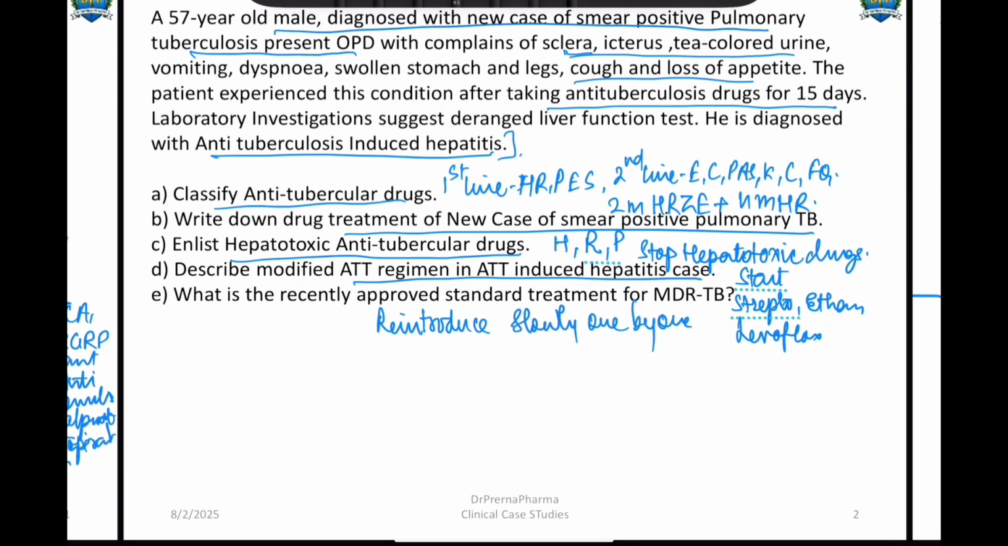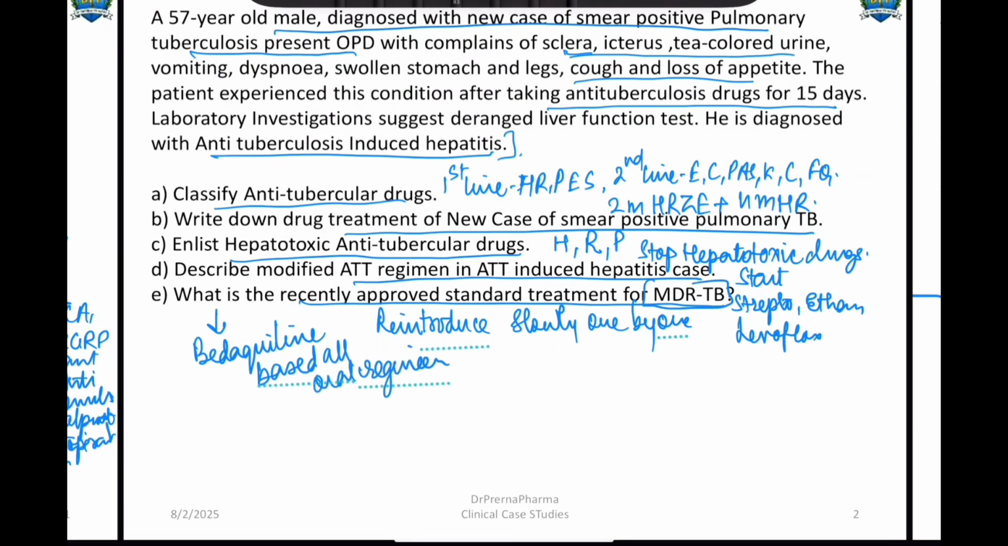Now next question, what is the recently approved standard treatment for MDR-TB? Now recently approved standard treatment is basically bedaquiline based all oral regimen. So these are the new drug treatments which are approved, specifically, see, the question is for MDR-TB. So this is the answer, bedaquiline based oral regimen is the approved treatment.